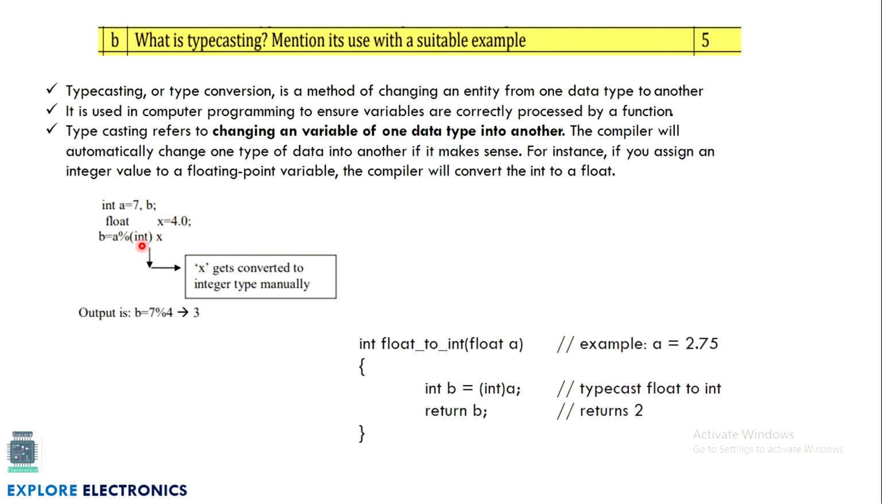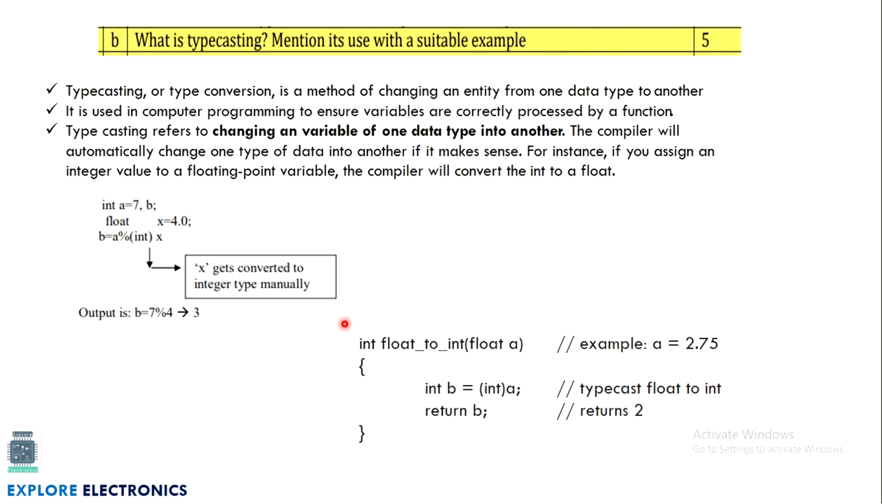So how to do that is just inside the parentheses, you write the type to which you wish to convert. For example, if you want to convert this into integer, you will write int here. Suppose you want to convert this into another type, then you write that type inside this and write this variable name here. It will automatically convert that into this type.